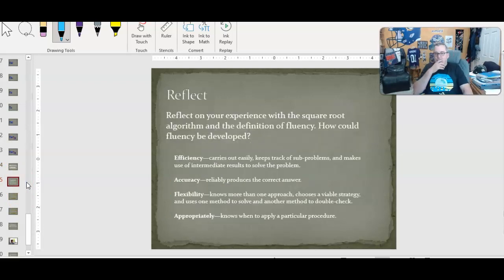All right, so I want you to reflect on, I know I said square root algorithm here, forget that for a minute, but reflect on all the experiences that you've had in this module. How is it that I've been promoting, emphasizing, encouraging the development of fluency in our students? And keep in mind that fluency involves these four things: efficiency, accuracy, flexibility, and appropriateness. So I encourage you, pause the video right now and reflect on how fluency has been developed.